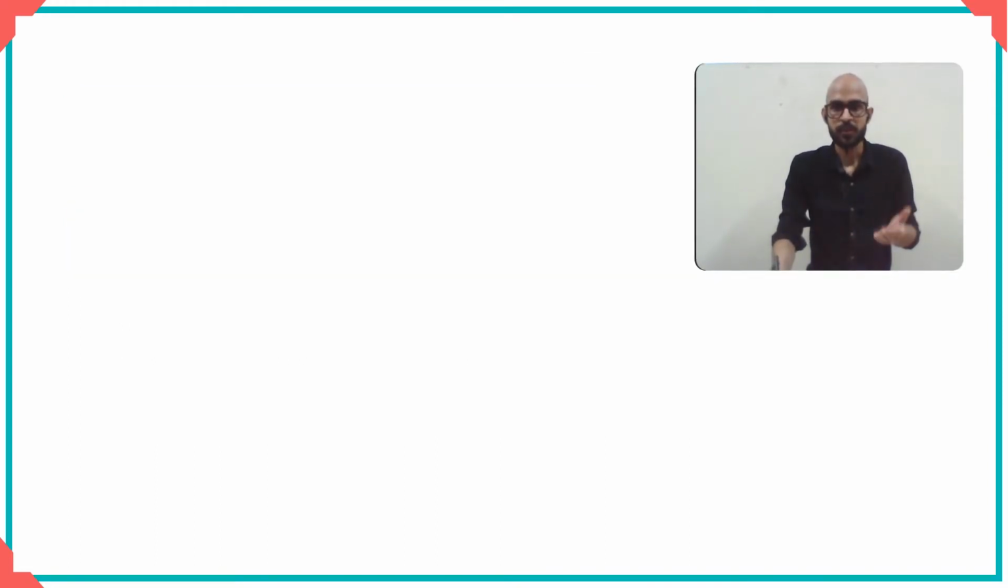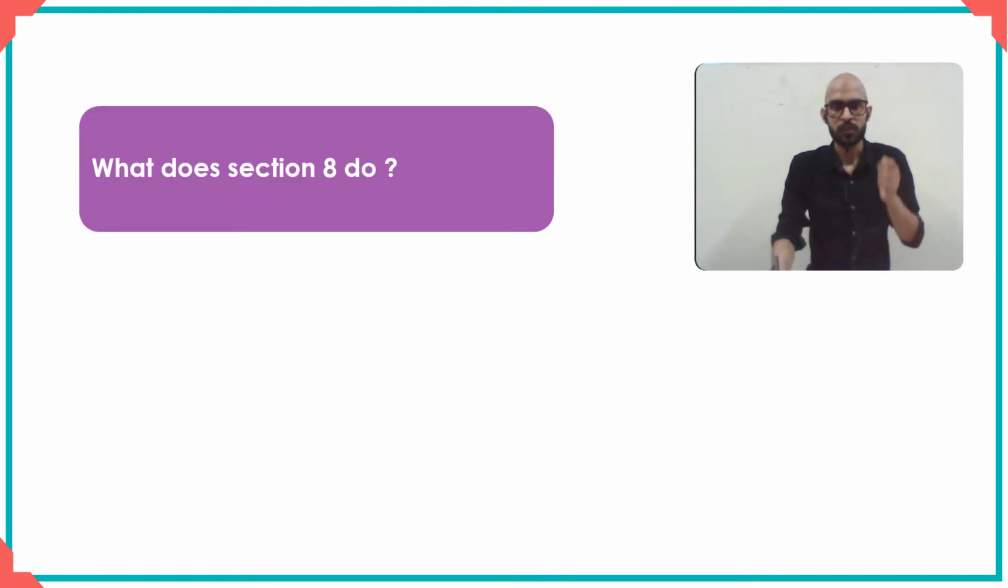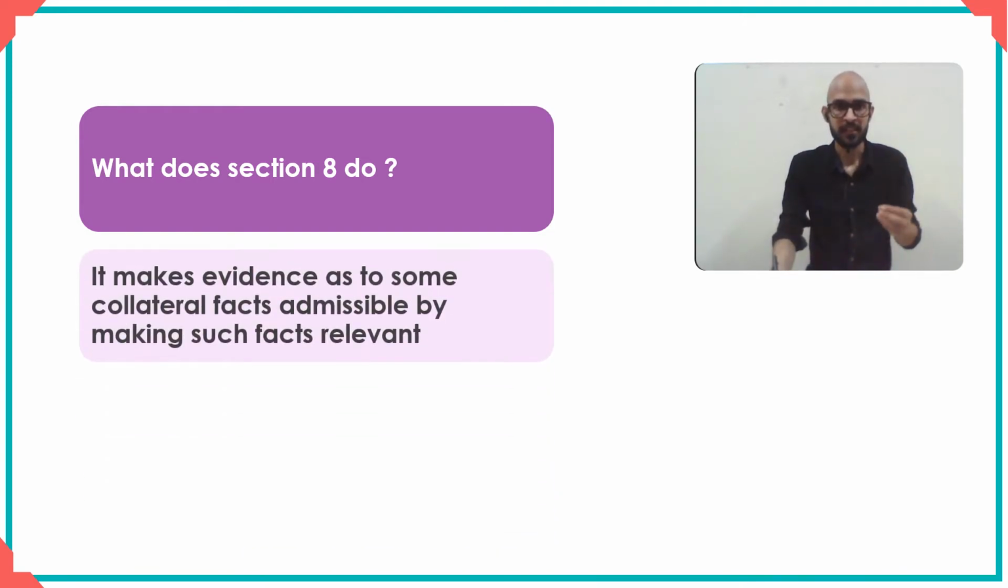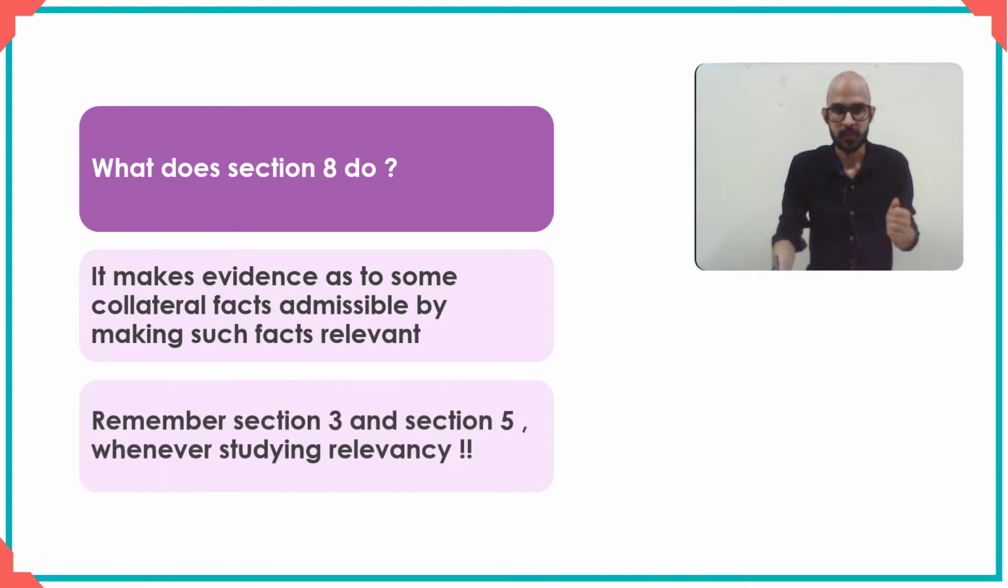Before we dive into section 8, we need to know what section 8 does. So we again remind ourselves that section 8 is a section in chapter 2 of the Act. What does chapter 2 do? It tells you what facts are relevant and what are not, right? So section 8 is one of those sections that allows the evidence for certain collateral facts to be made admissible, so that evidence can be given for it, right?